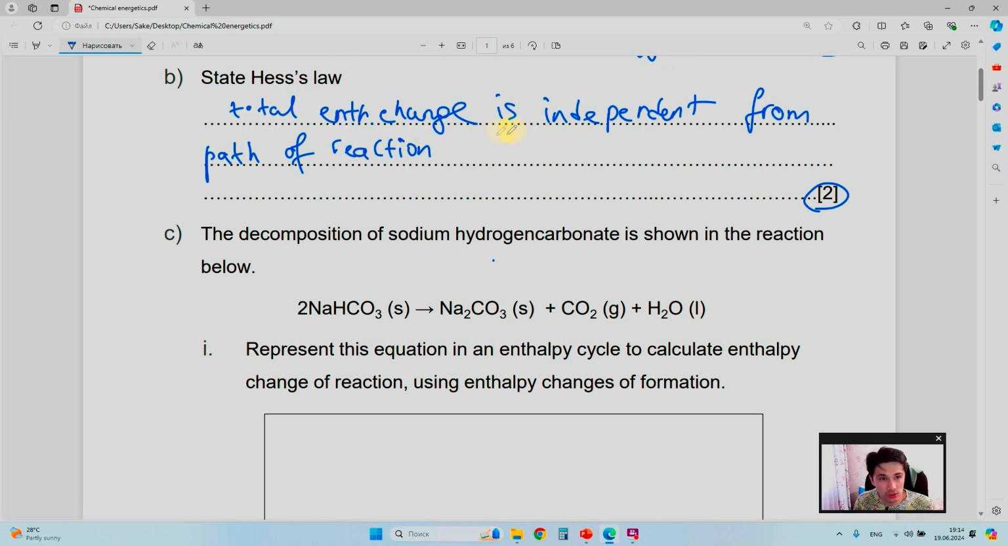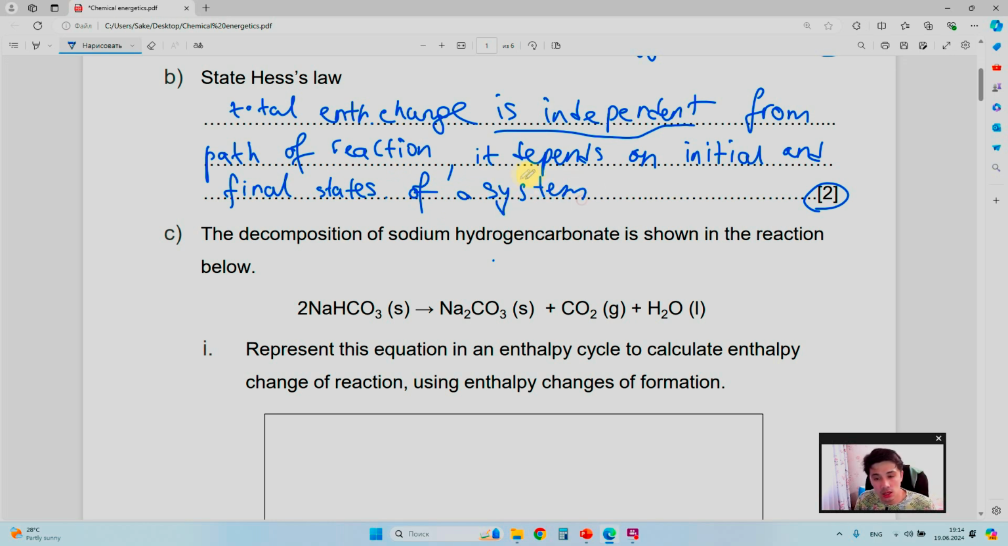So you need to say that it's independent, so it's 1 mark, from reaction pathway, and just say that it depends on initial and final states. Final state, or by state we mean reactants and products of a system. So by a system we consider some reactions or some steps or many reactions.